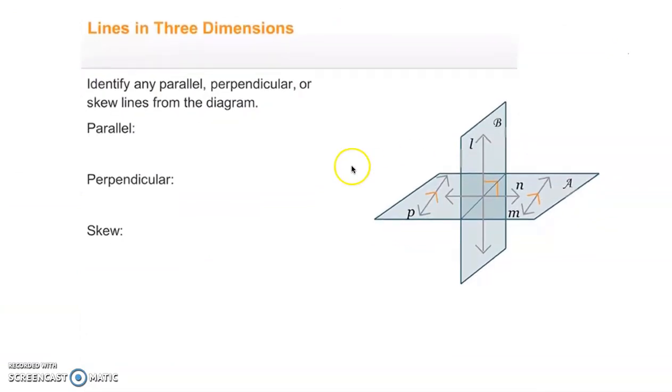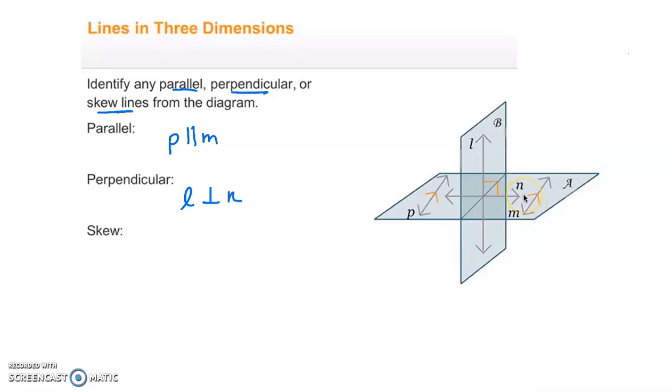So if we have lines in 3 dimensions, we can either have parallel lines, perpendicular lines, or skew lines. So let's identify the parallel lines. If you'll notice, we've got these little markings that show us that P and M are parallel because they're both in plane A. So we would say P is parallel to M. This little symbol shows parallel. Then for perpendicular, we've got L and N that are perpendicular to each other. So they form a right angle. So we say L is perpendicular to N.